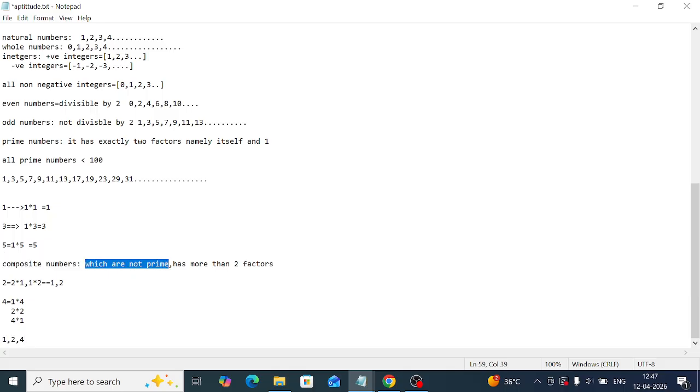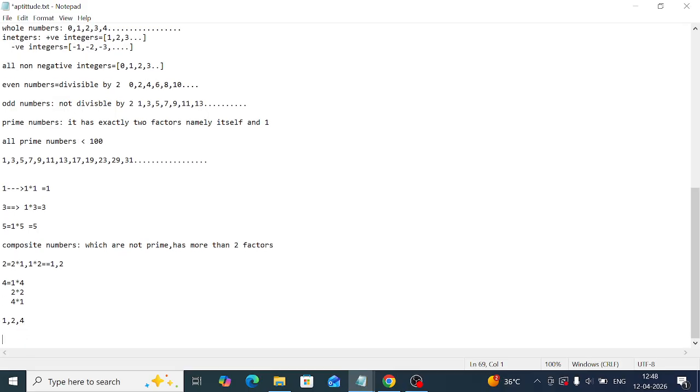That too which are not prime. 4 is a prime number? No. Why it is not a prime number? Prime number means 4 and 1 should be there. But I have 1, 2, 4, 3 are there. That's why it is not a prime number. So which are not prime and has more than 2 factors, 1, 2, 4. That's why 4 is a composite number. Like this, you have to calculate. Okay. Next, perfect number.